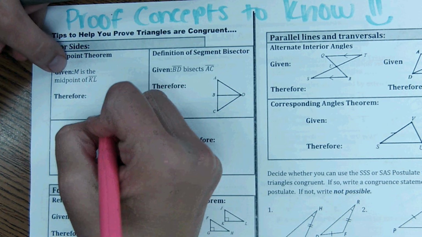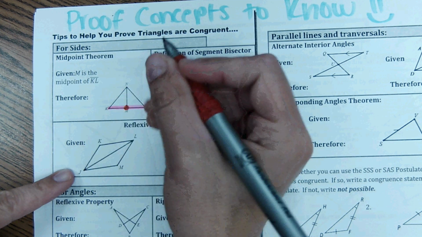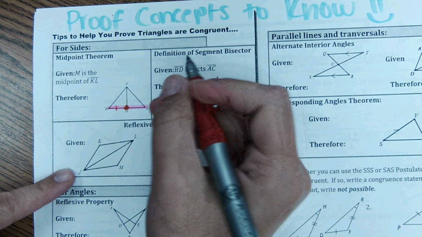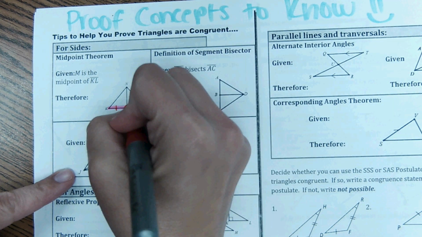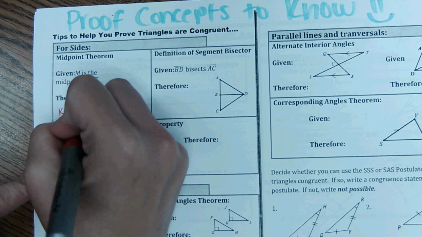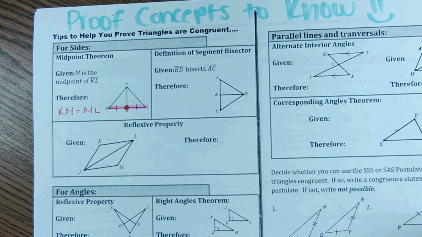Okay, so it says M is the midpoint of KL. So here is M right here. If M is a midpoint, then KM is the same length as ML, and that's what it's looking for. KM equals ML.